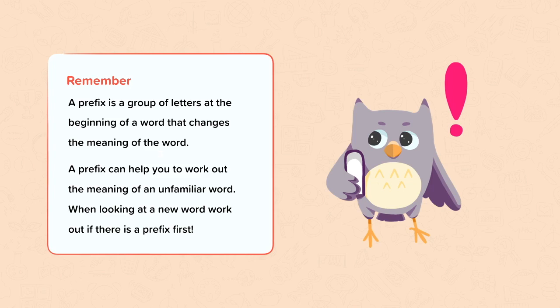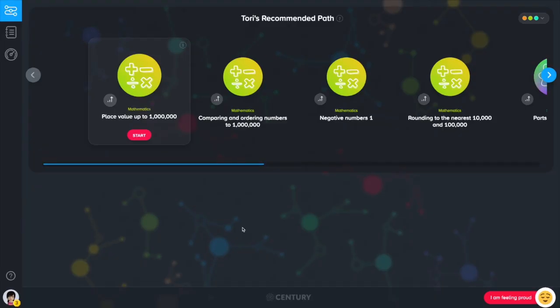Now what we're going to do is go on Century and have a go at a prefixes nugget to put our new skills to the test. So now I'll just switch my screen over to show you Century. If you have got an account already, you'll be very familiar with how Century looks. If you haven't got Century yet, then here what you're seeing is your recommended path. When you start learning on Century, Century gets to know you and it will recommend the right learning for you. And this will fit in this pathway here.